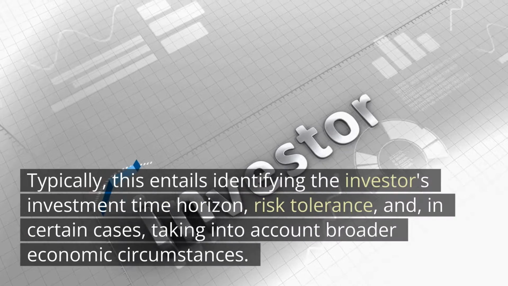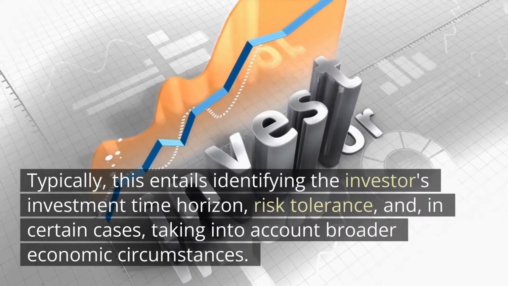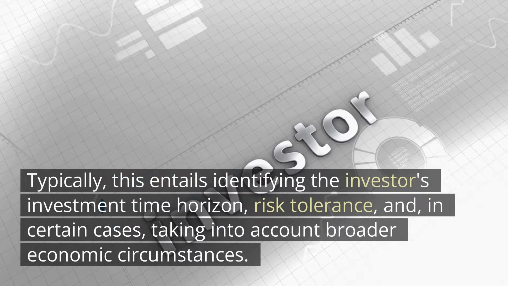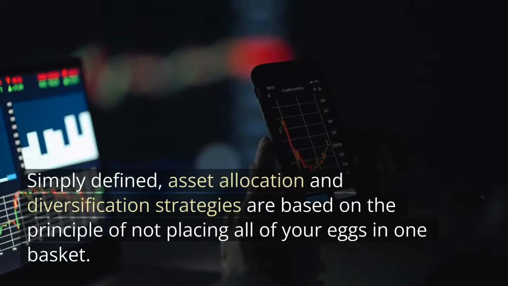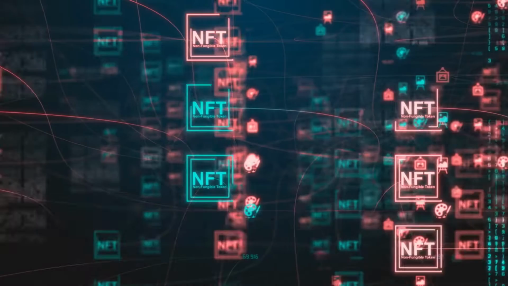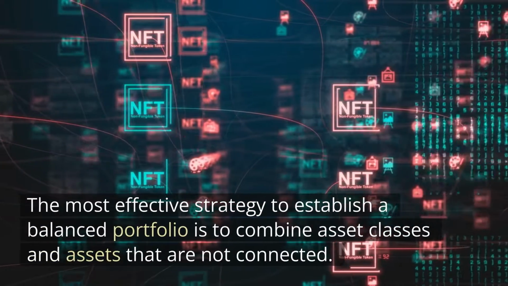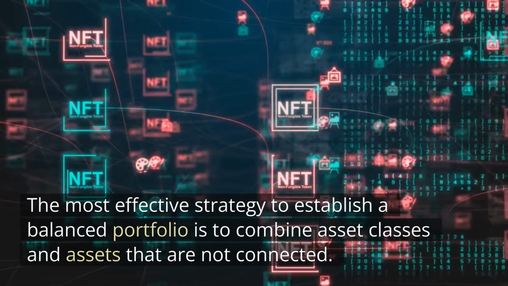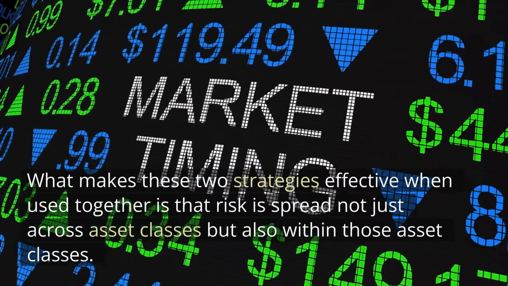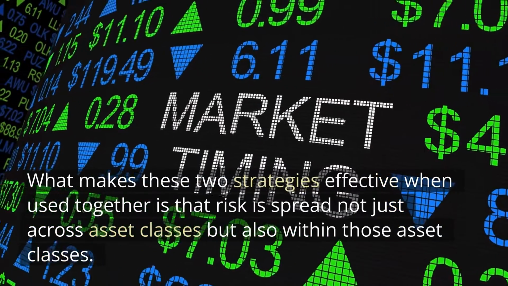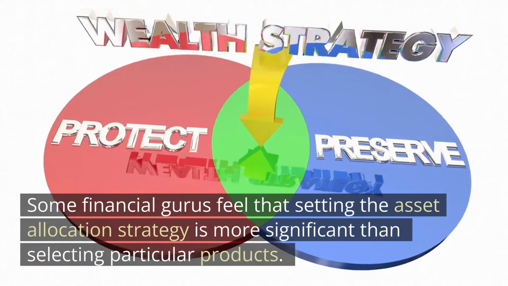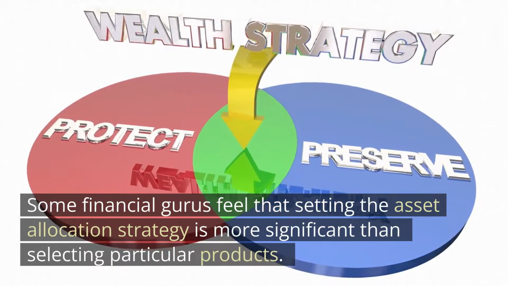Typically, this entails identifying the investor's investment time horizon, risk tolerance, and, in certain cases, taking into account broader economic circumstances. Simply defined, asset allocation and diversification strategies are based on the principle of not placing all of your eggs in one basket. The most effective strategy to establish a balanced portfolio is to combine asset classes and assets that are not connected. What makes these two strategies effective when used together is that risk is spread not just across asset classes but also within those asset classes. Some financial gurus feel that setting the asset allocation strategy is more significant than selecting particular products.